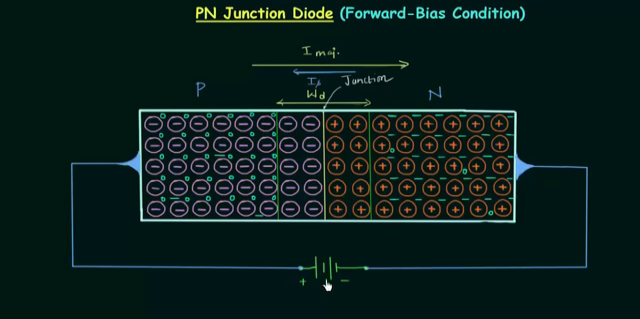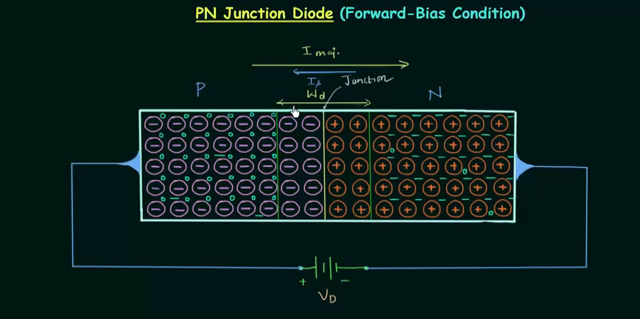Now because of this, the holes on P side will be repelled, because holes are positively charged and we have holes as majority charge carriers on P side. This positive terminal of the battery will repel the holes towards the depletion layer, and in the same way negative terminal of the battery will repel the electrons towards the depletion layer, because electrons are negatively charged. Thus we can say that the forward bias potential VD will pressure the electrons on N side and holes on P side to recombine with the ions near the boundary and reduce the width of depletion region.